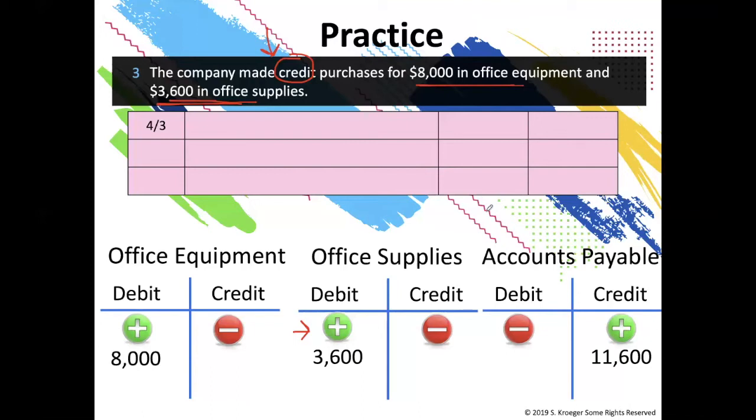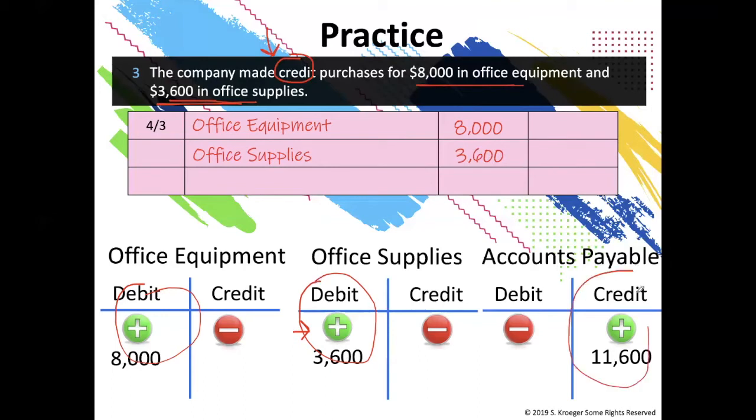Which account should we journalize first? It would be the two debits, office equipment and office supplies. These are both my debits. Office equipment, debit of 8,000. Then we have office supplies, a debit of 3,600. Then we will do the credit. Remember, we indent this, accounts payable, 11,600. My debit column has to equal my credit column. 11,600 equals 11,600. Good job, it equals.